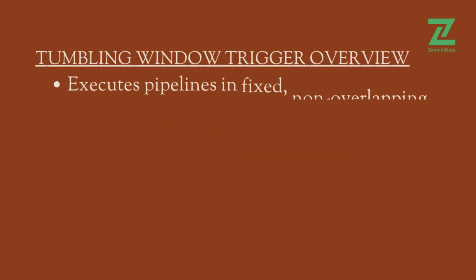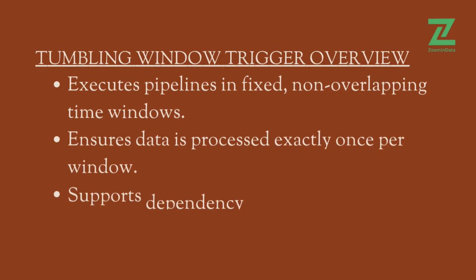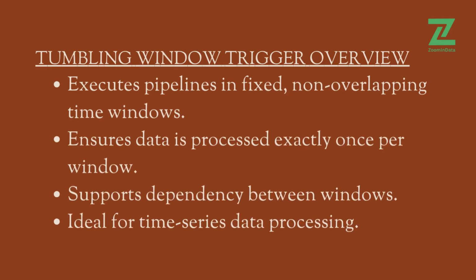A tumbling window trigger executes pipelines in fixed and non-overlapping time windows. It ensures that data is processed exactly once for each window. Tumbling window triggers also support dependencies between windows, making them ideal for time series and incremental data processing scenarios.